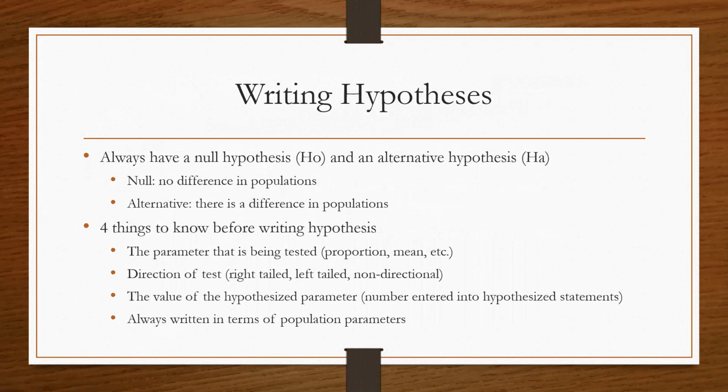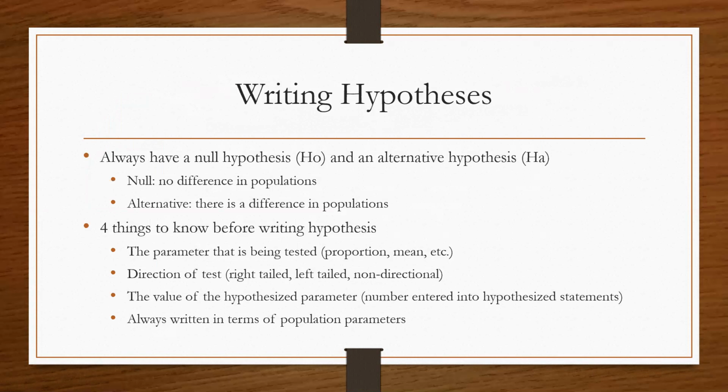Writing a hypothesis. So you're always going to have a null hypothesis, which basically says that there's no difference, there's no relationship, stuff like that in the population or populations. And you're going to have an alternative hypothesis, which is basically saying that there is a relationship or a difference in the populations.